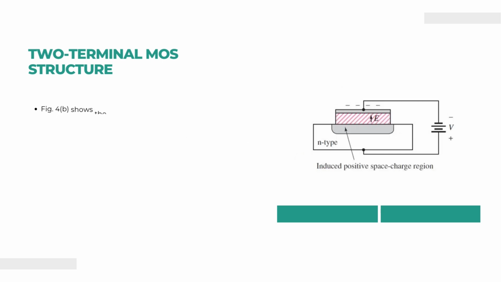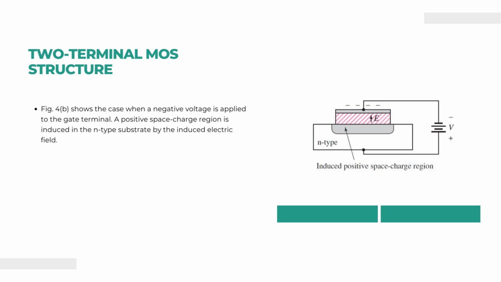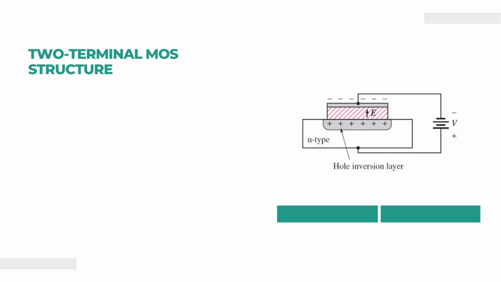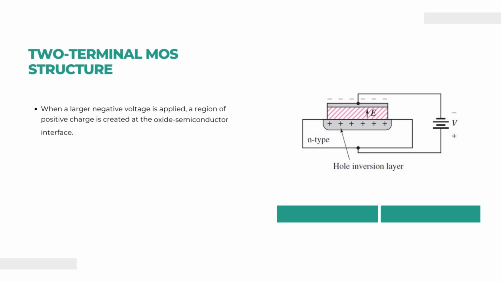Figure 4b shows the case when a negative voltage is applied to the gate terminal. A positive space charge region is induced in the n-type substrate by the induced electric field. Here in the figure we can see that there is an induced positive space charge region due to the polarity of the potential applied at the metal and the semiconductor contacts. So, when a large negative voltage is applied, a region of positive charge is created at the oxide semiconductor interface as shown in figure 4c.